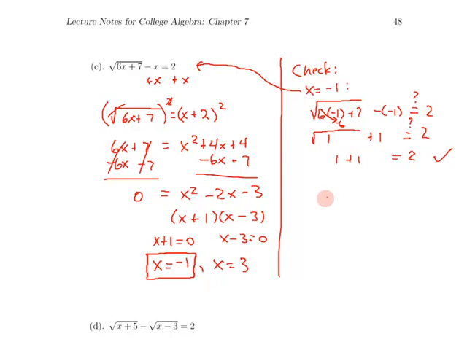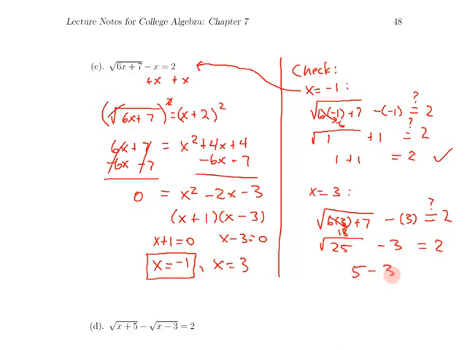Alright, let's try the other one. x is equal to 3. That's going to give me the square root of 6 times 3 plus 7 minus the number 3. Is that equal to 2? So I have the square root of 18 plus 7 is 25, minus 3 equals 2. So it's 5 minus 3 equals 2. That checks. So it is also a solution. Both of them solve the original equation. Alright, we're done with that one.